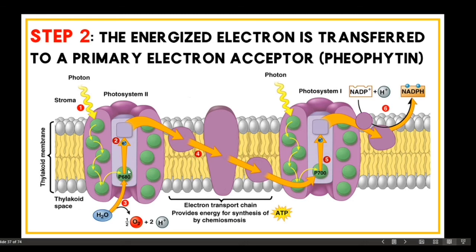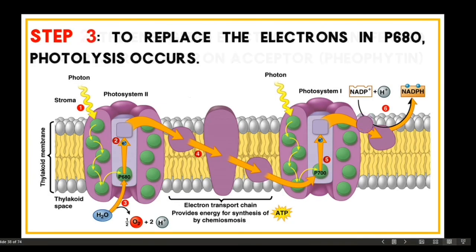Now, the excited P680 is a good donor and can transfer its excited electrons not to the other chlorophyll molecules, but only to the primary electron acceptor of photosystem 2, which is called the pheophytin. To replace electrons in the P680, the positively charged P680 can pull electrons off of water because it is electron hungry. In other words, once the P680 loses electrons, it becomes a good oxidizing agent. So what it oxidizes is the water molecule.